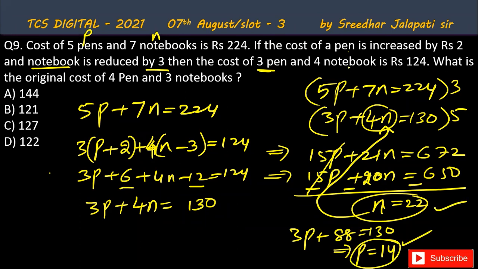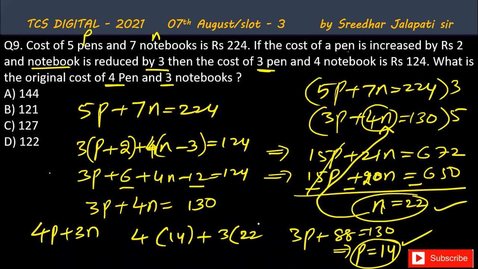What are we asked to find? What is the original cost of 4 pens and 3 notebooks? Original cost, not the increased one, original. So originally a pen is 14 rupees and a notebook is 22 rupees. So this is 56 plus 66, 122. That is option D. Option D is the answer. A simple question based on equations.